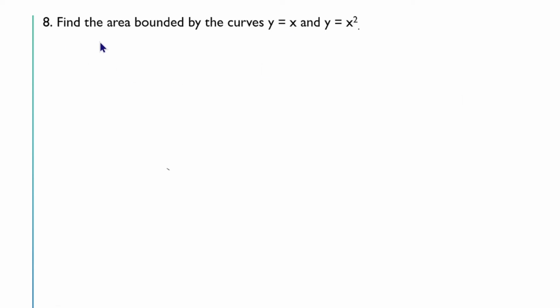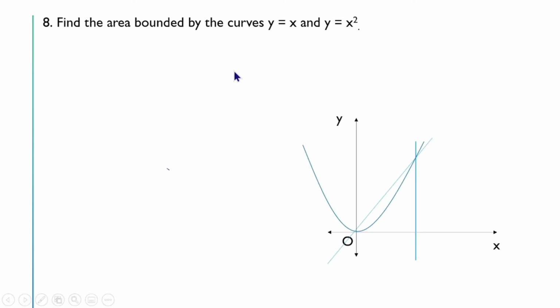The next question, find the area bounded by the curves y equal to x and y equal to x square. So first let us draw the diagram. So this is the curve y equal to x square and this is the line y equal to x. Now we need to find the area bounded by these two. So the required area is this part, the dotted region.